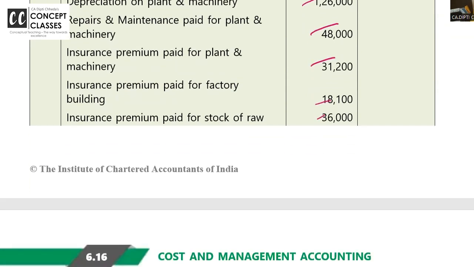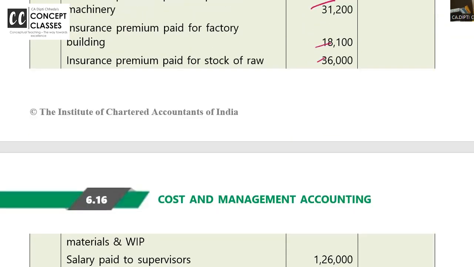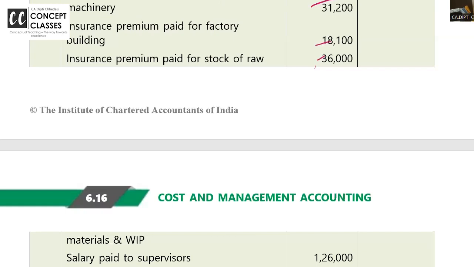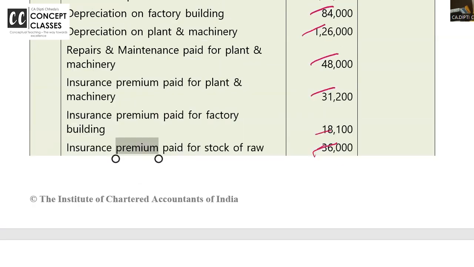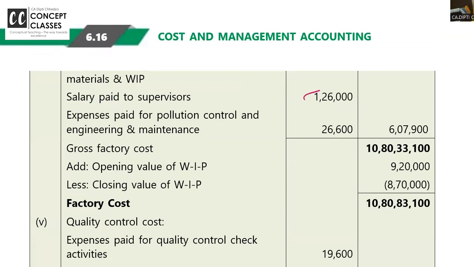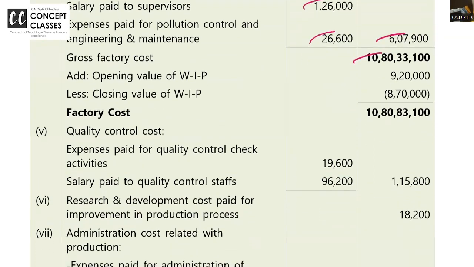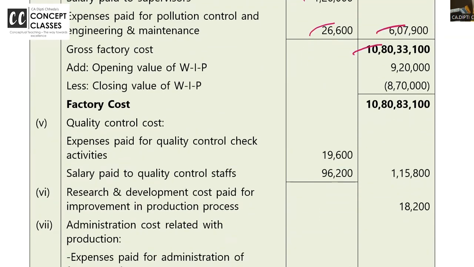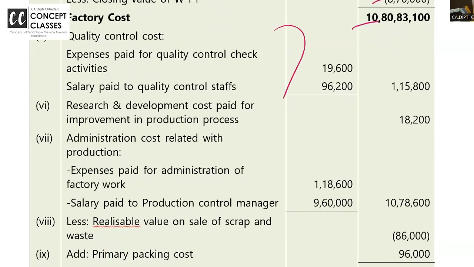Insurance premium paid for the stock of the raw material. This is stock of raw material insurance, so they have taken it here. Had it been insurance of the purchased items, then we would add it in the purchases. Salary of supervisor, pollution control equipment and all, gross factory cost, opening and closing work in progress. Factory cost. This is important, if you see past exam papers, they are asking this.